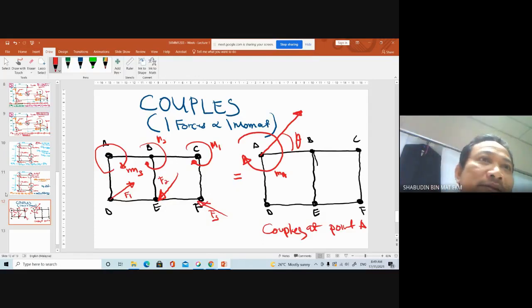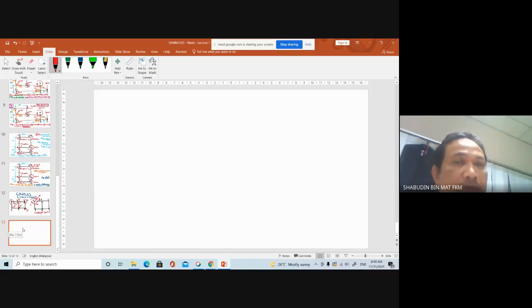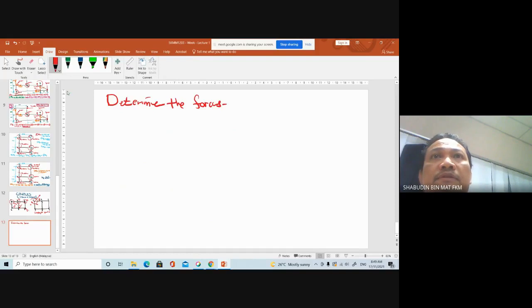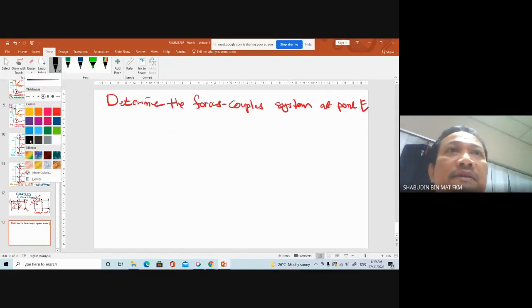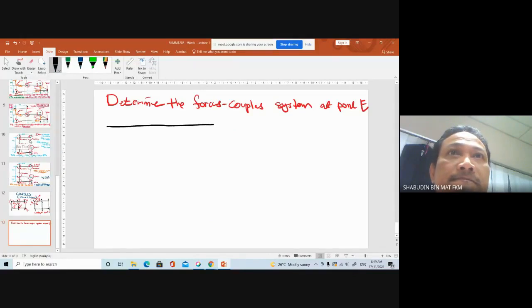So, example here. Determine the force and couple system at point E. You have a structure like this.